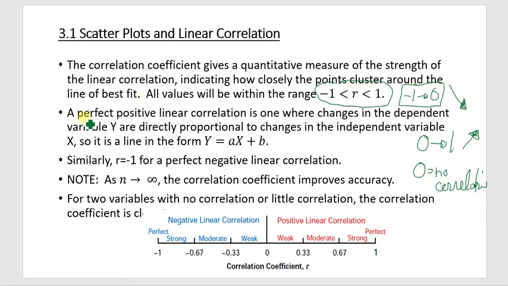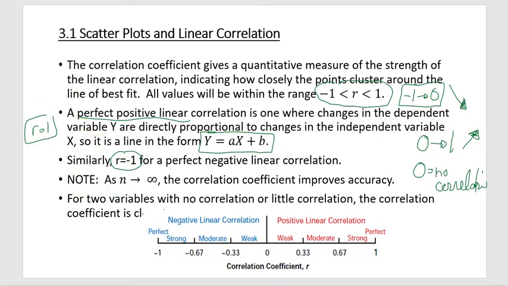Okay, so a perfect positive linear correlation is one where the dependent variable y is directly proportional to the changes in the independent variable. And in this, of course, the line is a perfect line. We're going to get it in the form y equals, in grade 9, you would see y equals mx plus b, but now we see y equals ax plus b. And the exact same thing when r equals -1, it's a perfect negative correlation. Sorry, I should say when r equals 1, it's a perfect positive linear correlation.